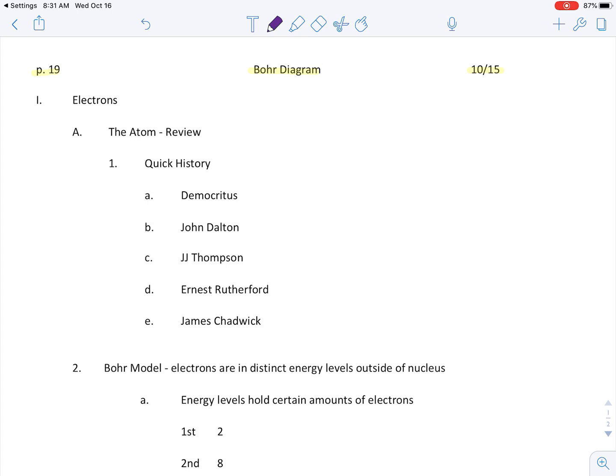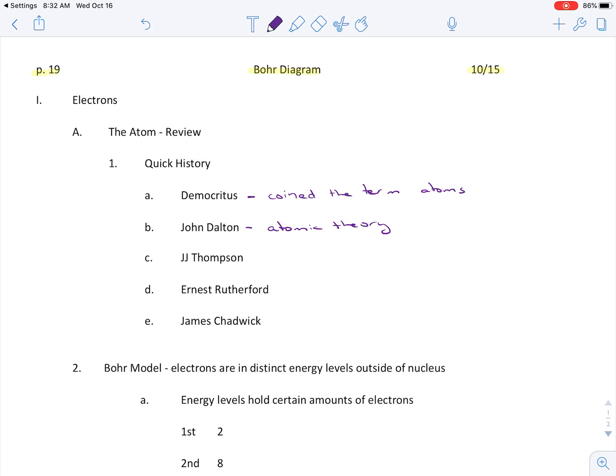So if we start with a quick review of the atom, our quick history, if you remember Democritus was the first one to coin the term atoms. He did not actually come up with an atomic theory per se, he just coined the term atoms. Our next scientist on the list is John Dalton. John Dalton is the first one to come up with the atomic theory. So he discussed atomic theory, and he took it a little further. He talked about how atoms bond with each other and how they create specific proportions and so on. So that was kind of his contribution. He was the atomic theory.